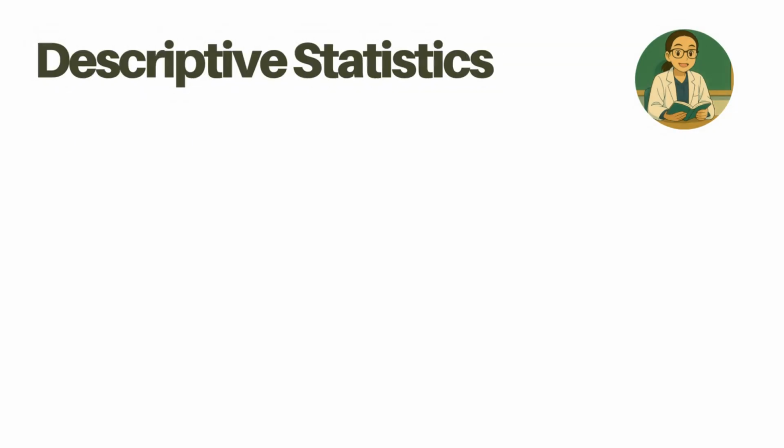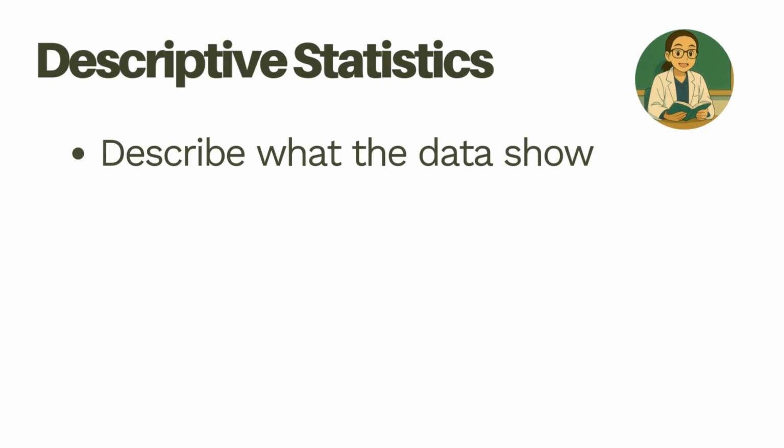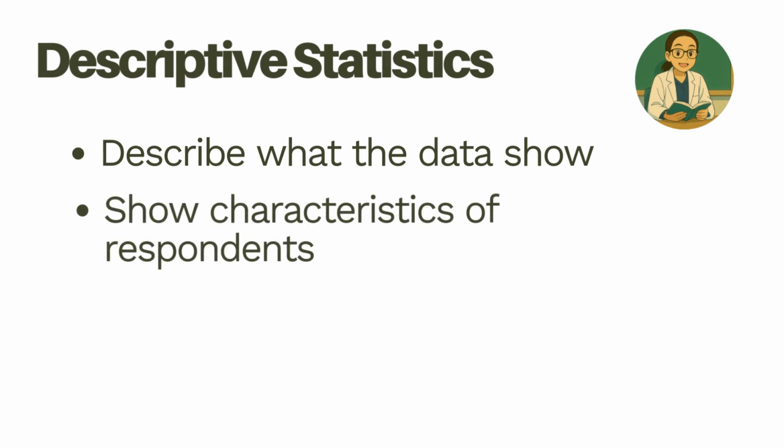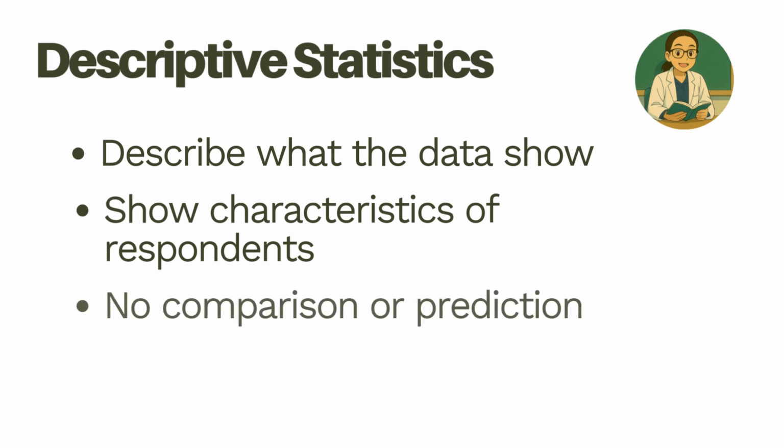Let us now focus on descriptive statistics. Descriptive statistics are used to describe and summarize the data collected in a study. These statistics help us understand the basic characteristics of the respondents or variables. For example, they can describe the age of participants, their gender, their scores, or their responses to a survey. Descriptive statistics do not compare groups and do not predict outcomes. They simply present the data as they are.